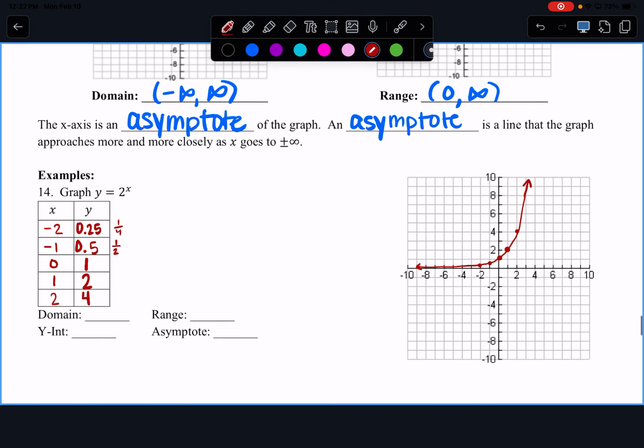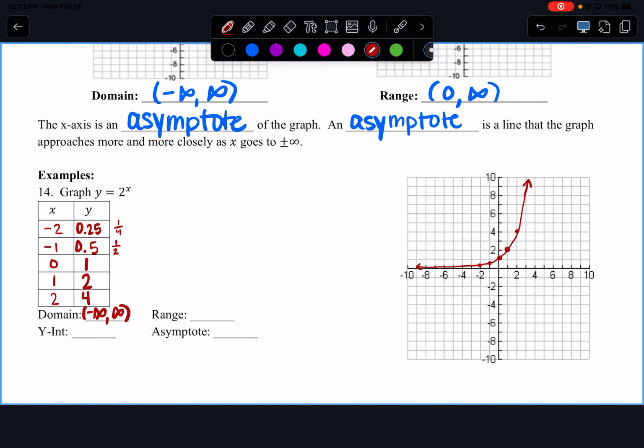Now, what is the domain of that? Does it ever stop going left? No. Does it ever stop going right? Also no. So what would my domain be? -infinity to positive infinity.